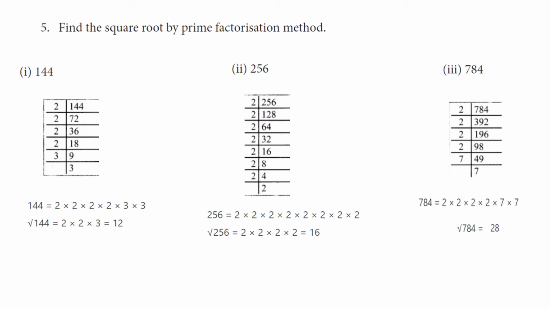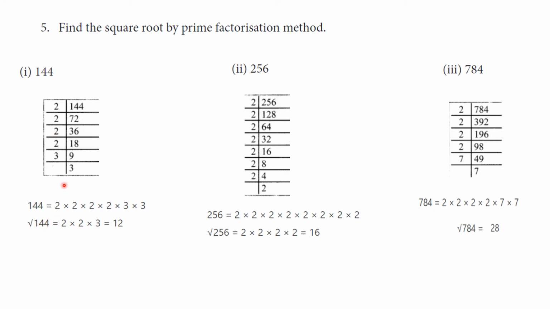Find the square root by prime factorization method. What are the prime factors? A prime number has only two factors: that number and 1 itself. For example, take 7. The factors of 7 are 7 and 1 only. Likewise, you have to do it with prime numbers.